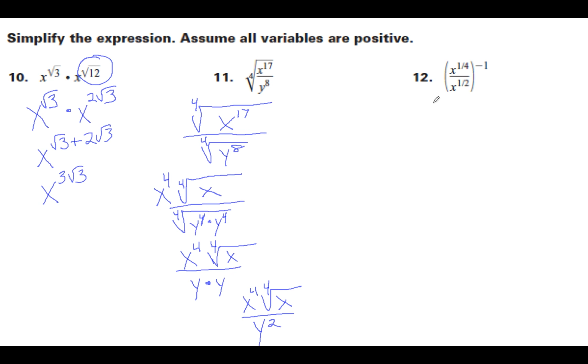All right, how about number 12? We're going to take this -1. I'm going to flip this thing over right from the start. Sometimes I flip it over right from the start. Sometimes I do the math inside first. Of course, this is written to the first power. We don't really have to write that. So now we're just going to do x to the 1/2 minus 1/4, which is x to the 1/4 power. Okay, that's how that gets written.